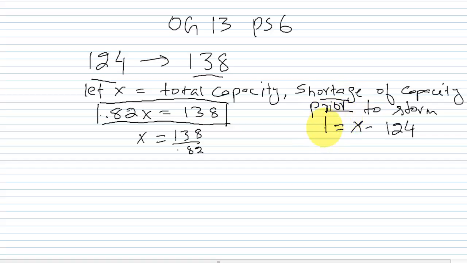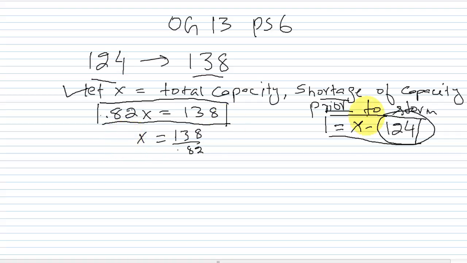So this is what we're going to figure out in this problem, assuming that X is the total capacity of the reservoir, and we calculate X and then subtract the amount of water, which is 124, which was the amount prior to the storm. So I've set up this equation.